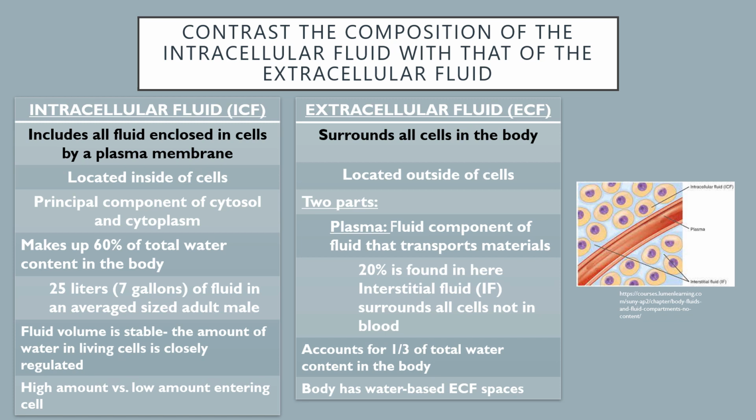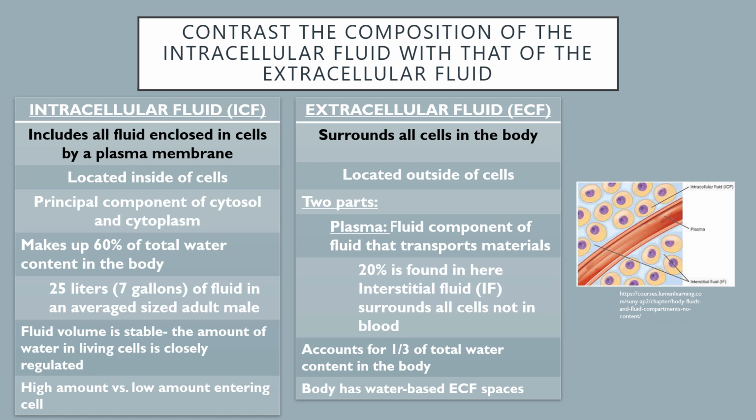This fluid volume tends to be very stable because the amount of water in living cells is closely regulated. If the amount of water inside a cell falls to a value that is too low, the cytosol becomes too concentrated with solutes to carry on normal cellular activities. If too much water enters a cell, the cell may burst and be destroyed.